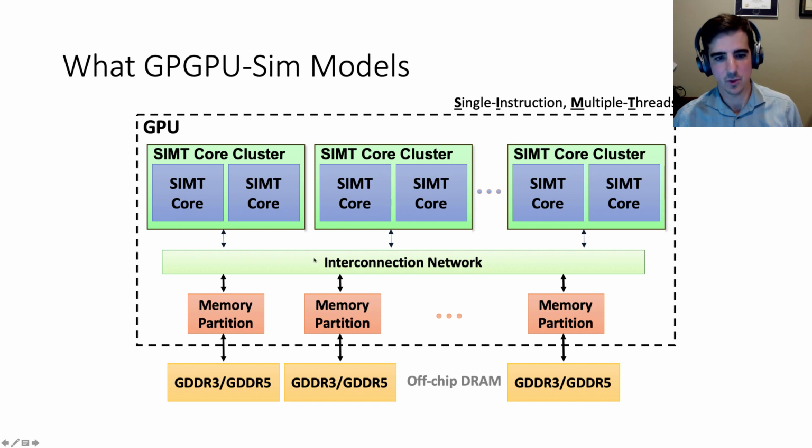So there is a model for the interconnect that allows you to create different types of interconnect configurations. There's a model for each of these memory partitions with memory controllers that allow you to control the memory access schedule. And then there's a model for the DRAM itself that includes timing parameters for pre-charging, activating lines, row buffer hits, etc. So if you wanted to model something in that level of detail in the memory system, that's also possible.